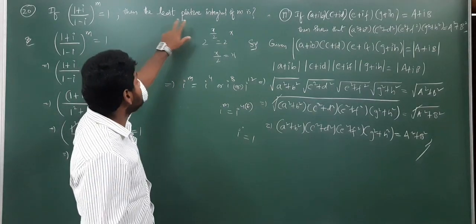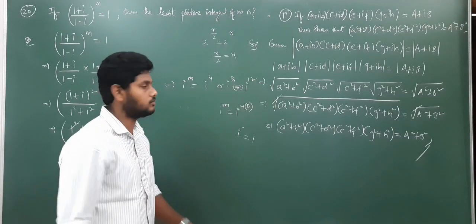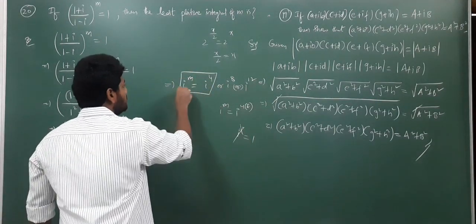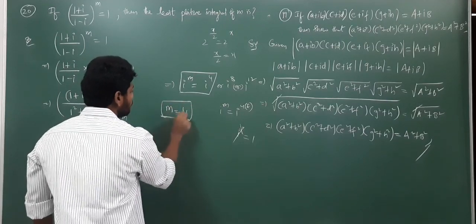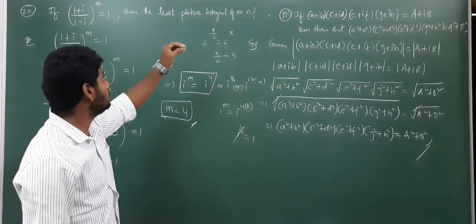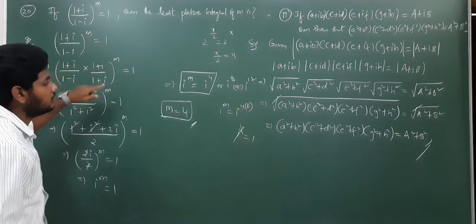But they said least positive integer. 0 is never considered positive or negative, so we won't consider 0. So the least is i to the power of m equal to i to the power of 4, which means m is equal to 4. m equal to 4 is the least positive integral value for this equation. Pause the video to note it down.